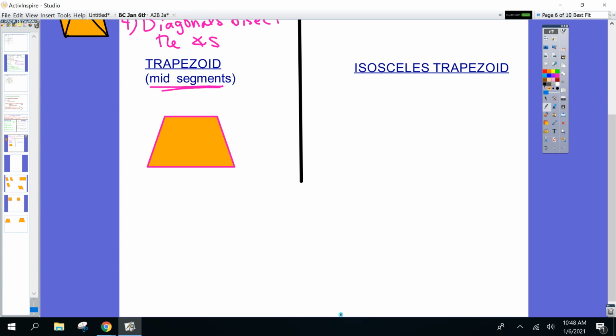All right, trapezoid property. There's only one. One pair of opposite sides parallel. That's it for a trapezoid. One pair of opposite sides parallel.